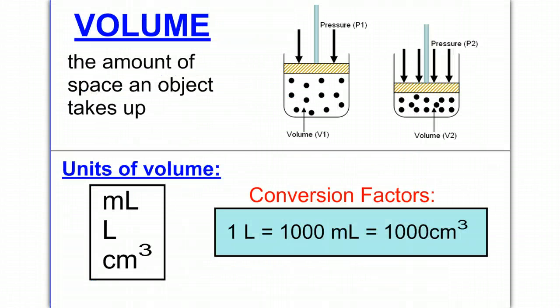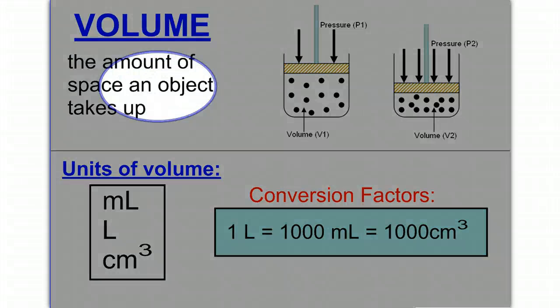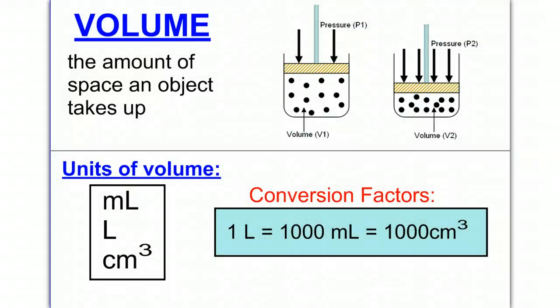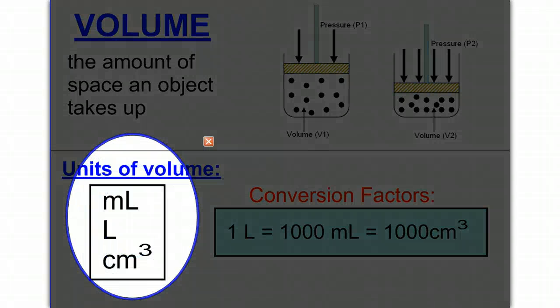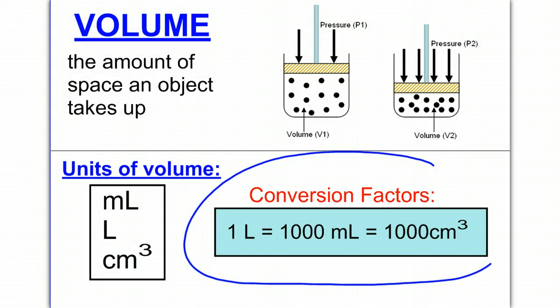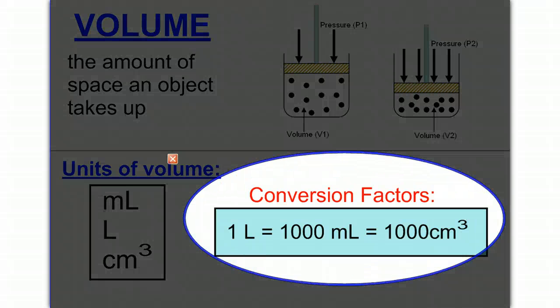Volume is going to be the amount of space an object takes up. If you look at these examples, you can see that volume number 1 is greater than volume number 2. It's the amount of space the gas takes up. The units of volume that we're going to use for this chapter are milliliters, liters, and centimeters cubed. We'll need to be able to convert between them, so here are your conversion factors. 1 liter equals 1,000 milliliters, which is equal to 1,000 centimeters cubed.